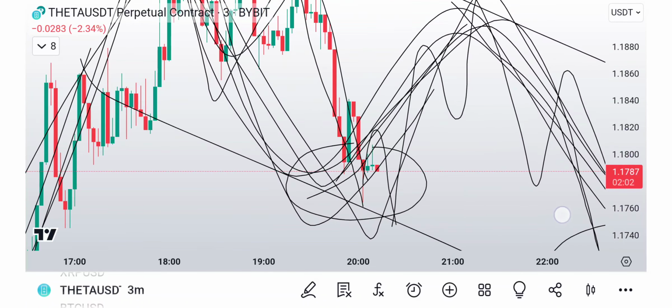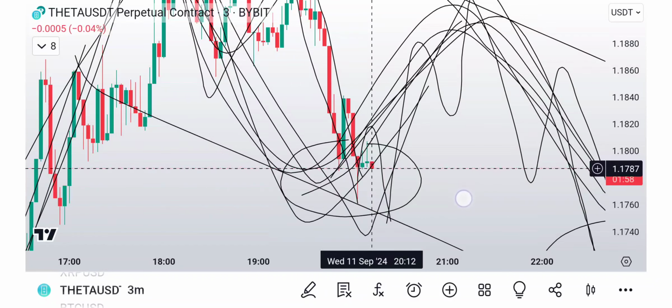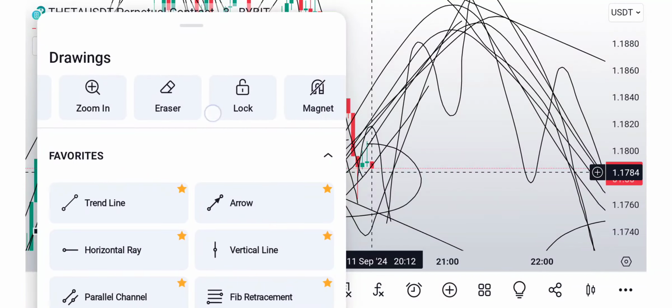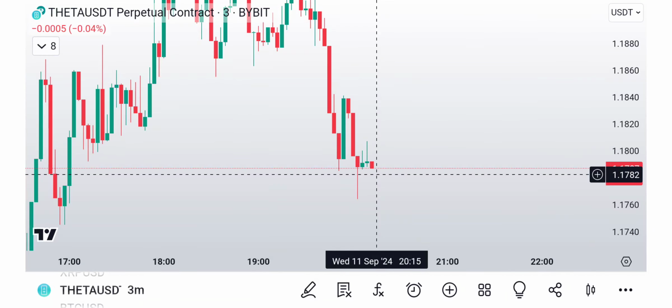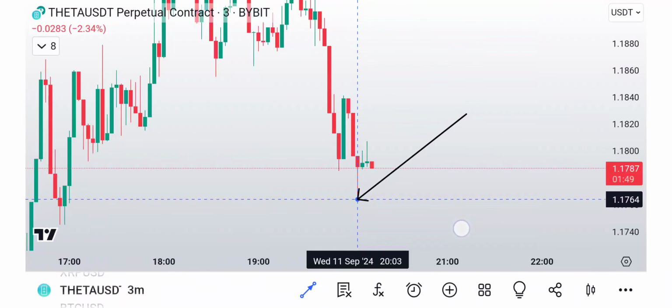You can see we're kind of dumping a little bit now on the 3-minute chart. You can see we're coming back down. Now, remember also what I talk about with wicks. You can see this wick here. It's a pretty big wick, right?